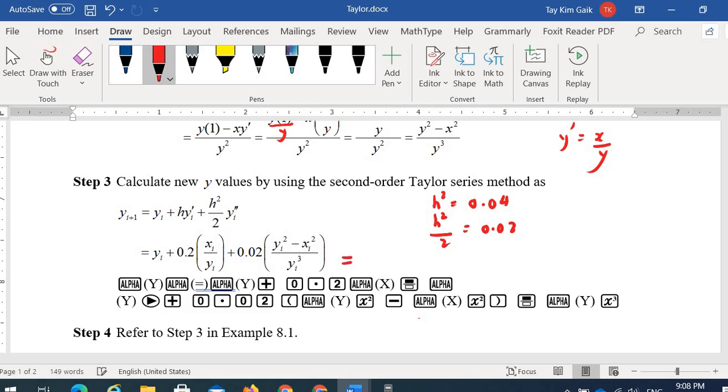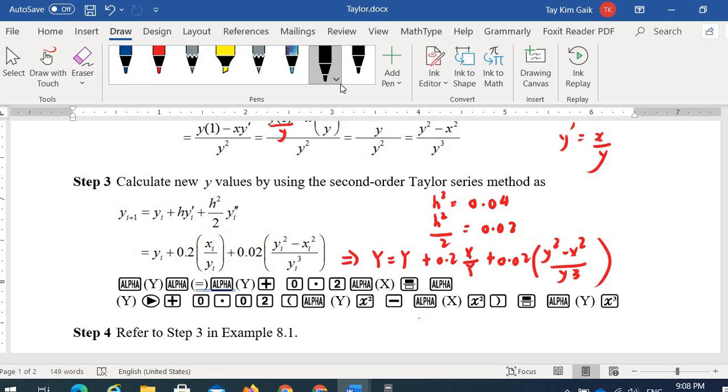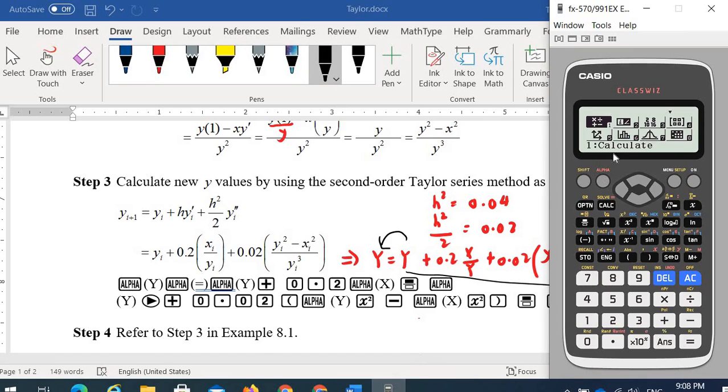I'm going to input the formula y equals 1 plus 0.2 x divided by y plus 0.02, which means the yi is replaced by 1. So y squared minus x squared divided by y cubed goes into the calculator. The result that we obtain on the right-hand side will be stored in variable y. So I'm going to input the formula.